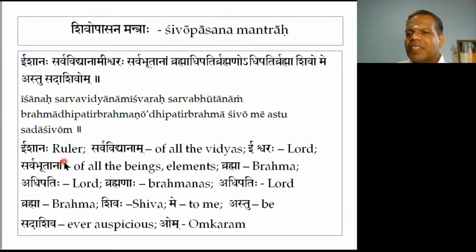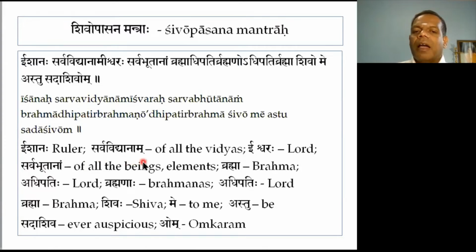Ishvara also comes from the same word. Vara means that is the best. The best ruler is Ishvara. Isha means just ruler. So all these three words are used to denote Shiva: Isha, Ishvara, and Ishana. All of them relate to his rulership of the world, the universe. Ishana, ruler.